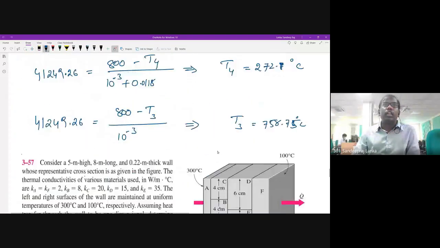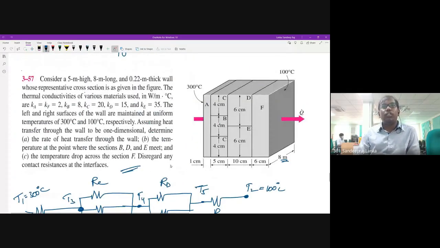So I'll post this question in your WhatsApp group, or you can take a snapshot of this one right now. You can solve for yourself. Okay, same concept like the previous thing. Q you have to find in the first place. Then you have to find out the temperatures. He's asking the temperature at this point where B, D, E meet. BDE is meeting here. So this wall temperature you have to find. Okay. Same thing. Temperature drop across the section F.